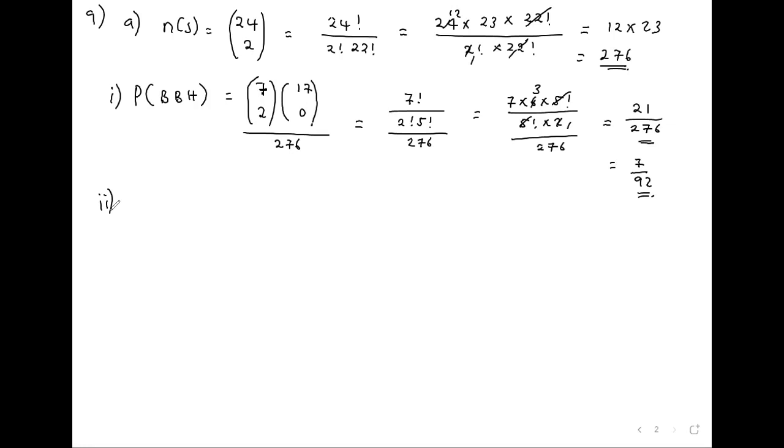2. Neither has black hair. So neither has black hair. Meaning from black, we just want 0. From 17, we'll pick 2, over 276. 7 choose 0, that is 1. 17 choose 2.